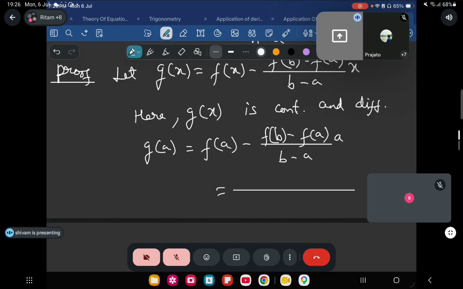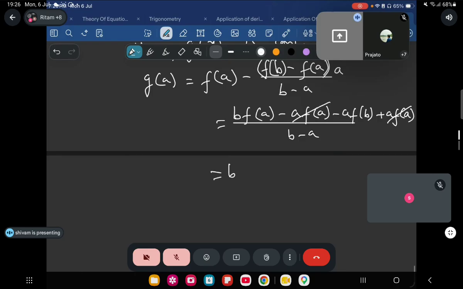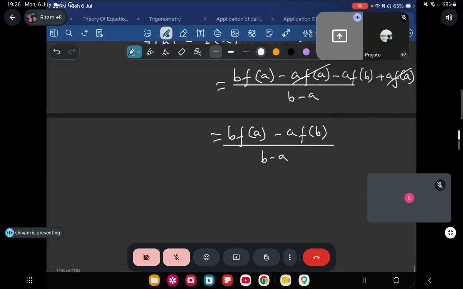So everyone, when you take LCM, numerator would be b f of a minus a f of a minus a f of b, minus minus plus a f of a. So everyone, a f of a gets cancelled. You are going to get (b f of a minus a f of b) upon (b minus a). So everyone, you are getting g of a is this. What will be g of b? g of b will also be the same. Everyone, try it out.